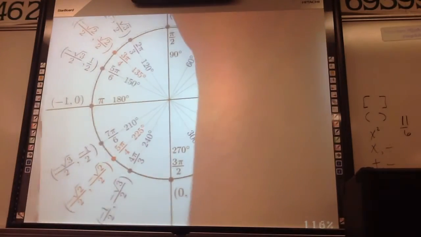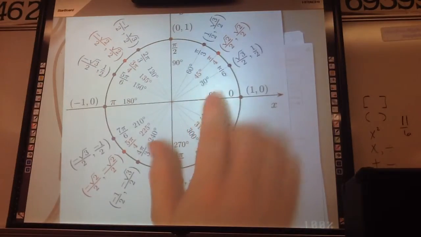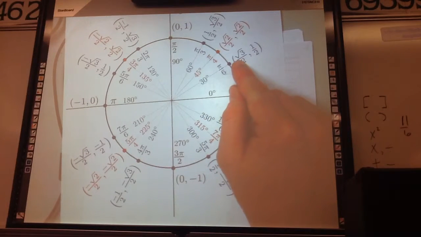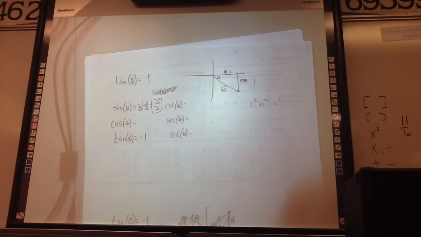Didn't we talk about how on the unit circle, if I do the cosine of this angle, I get the x value here? So we'll do a little review, a brief review here.